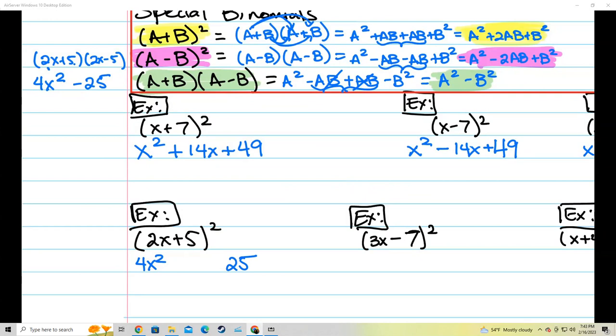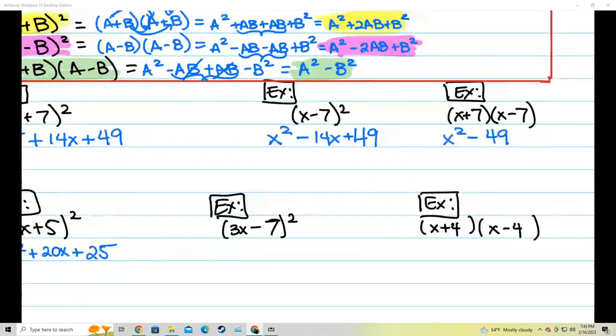In the middle is the weird one. That's where you got to take your first part, multiply it by your second part. 2x times 5 is 10x. But then you got to double it. 10x times 2 is 20x. And because it's a plus sign in the middle, then I'm going to go plus and we're done.